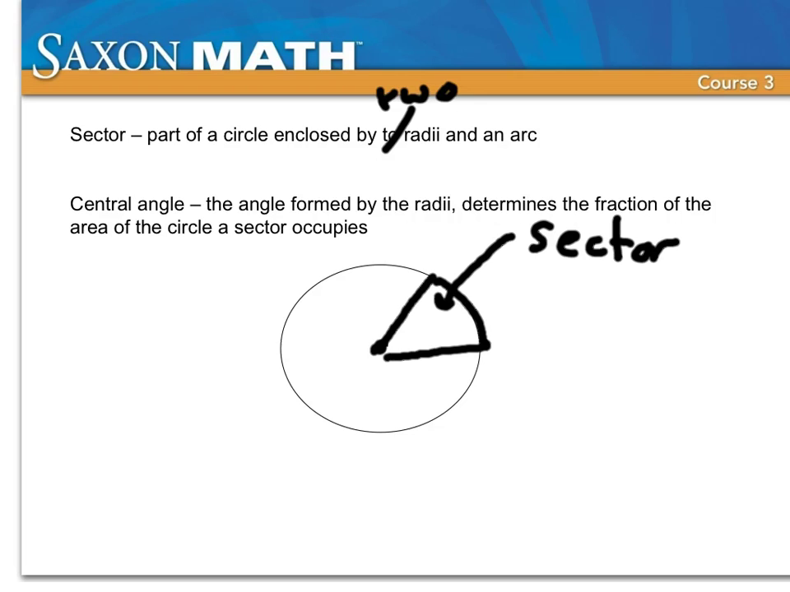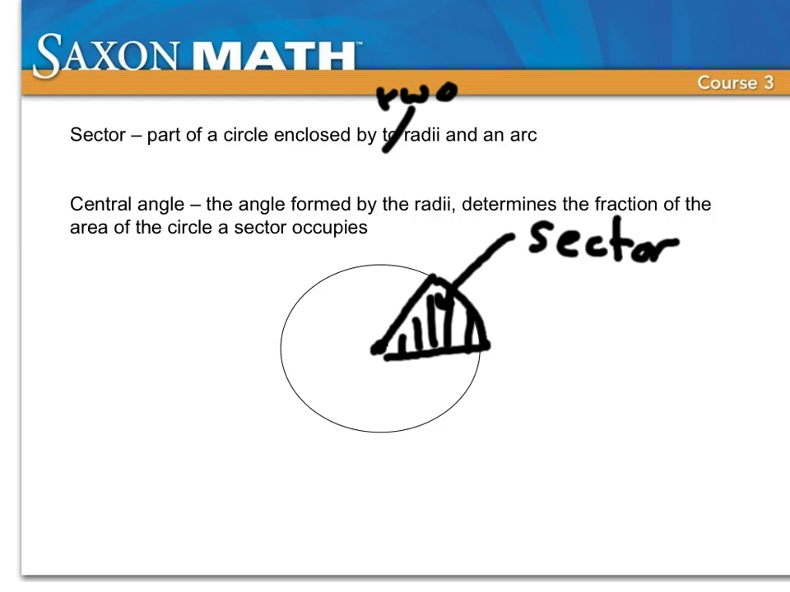All this stuff in the middle there is a sector. Okay, and we'll actually just use lines to show that's what we're looking at. So the sector is kind of like a piece of pie. Alright? A central angle is the angle formed by the radii, and that determines the fraction of the area of the circle the sector occupies.